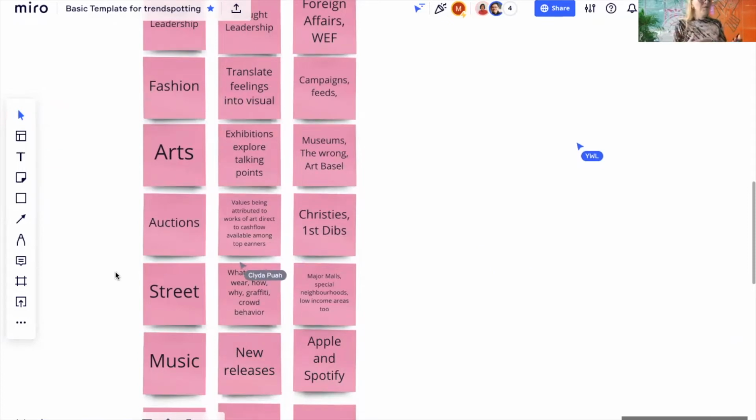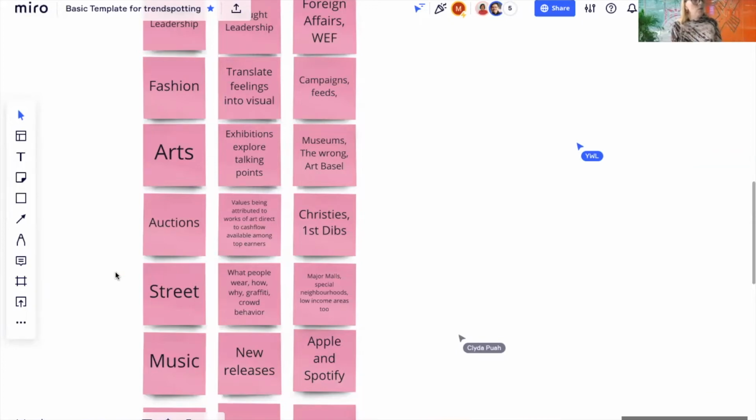So sometimes you have estates being sold, and that can give a hint, okay, that person was an influence. What influenced that person? And you'll be able to access that. On the streets, of course, you can see graffiti arts, how people are dressing, crowd behavior, some special cool neighborhoods, or even low income areas.